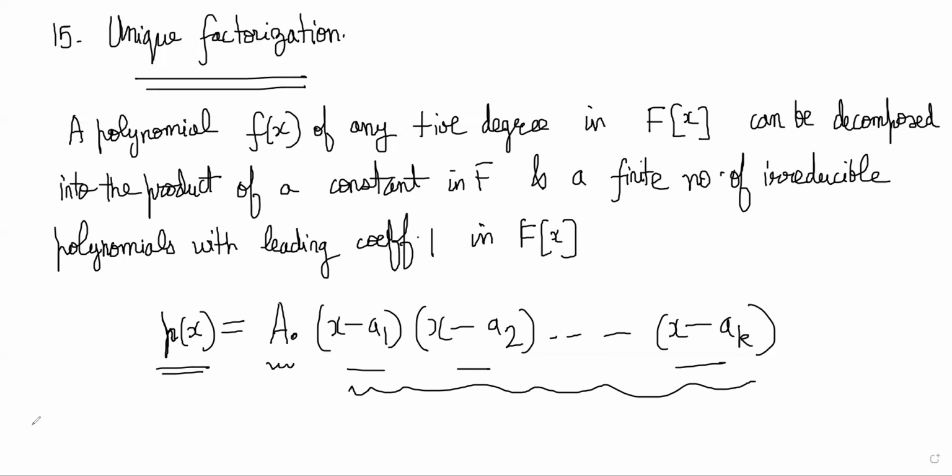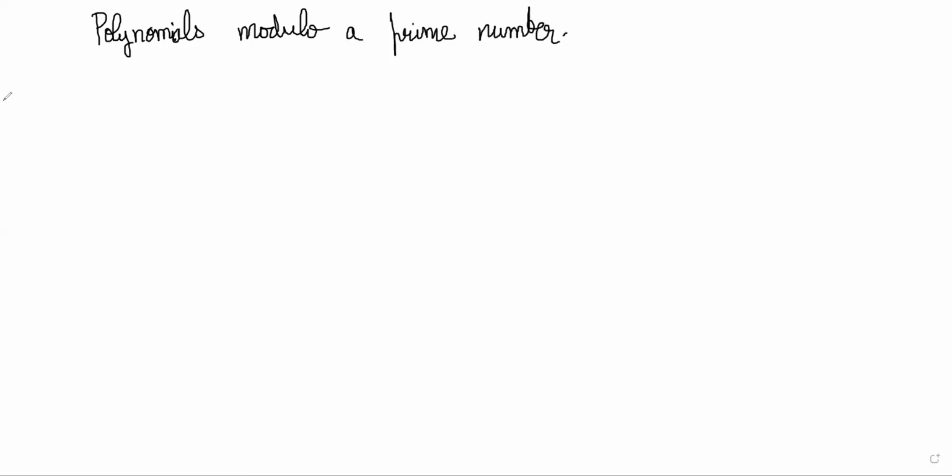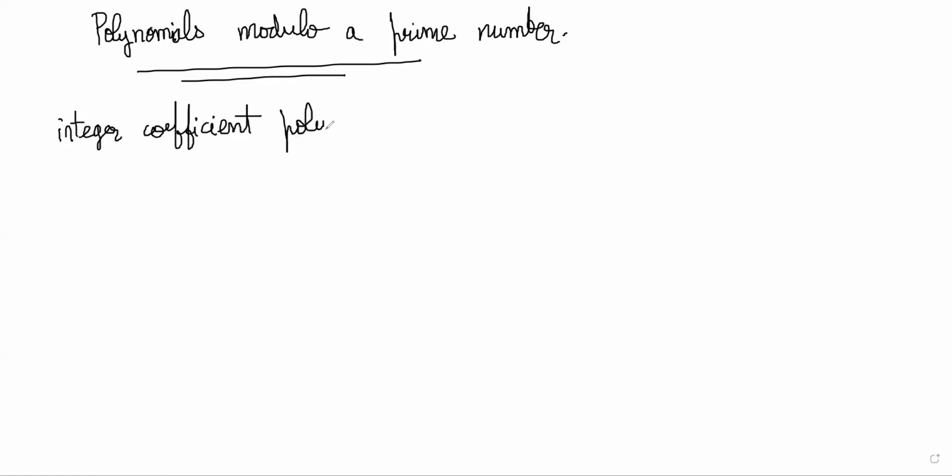Okay, the next concept we will look at is very important from an Olympiad problem solving perspective. This is the concept of polynomials modulo a prime number. So we are going to talk about integer coefficient polynomials and a prime number p, where p is a fixed prime.